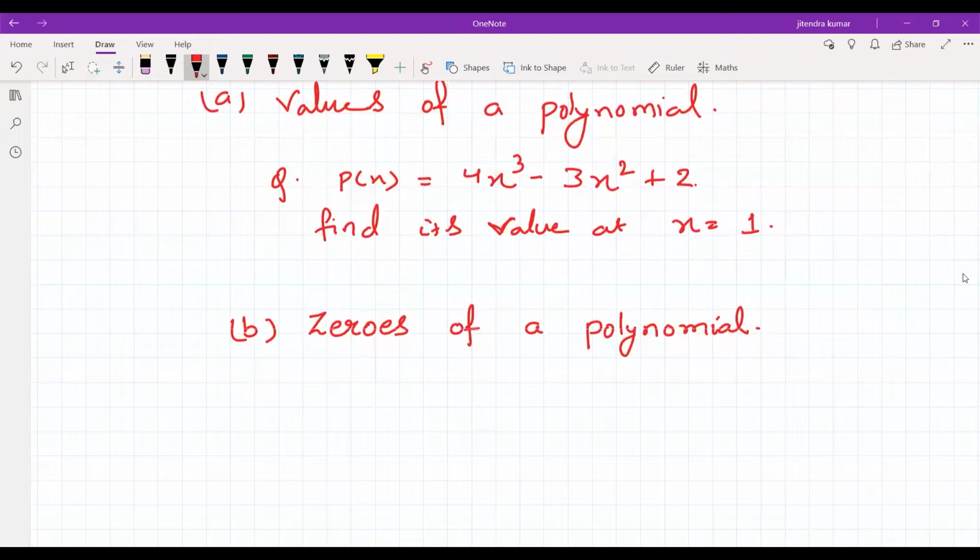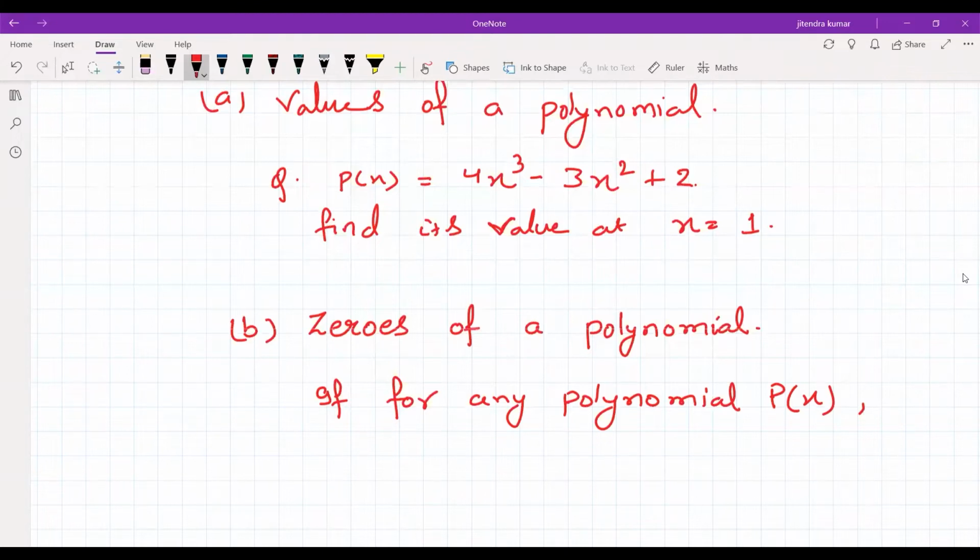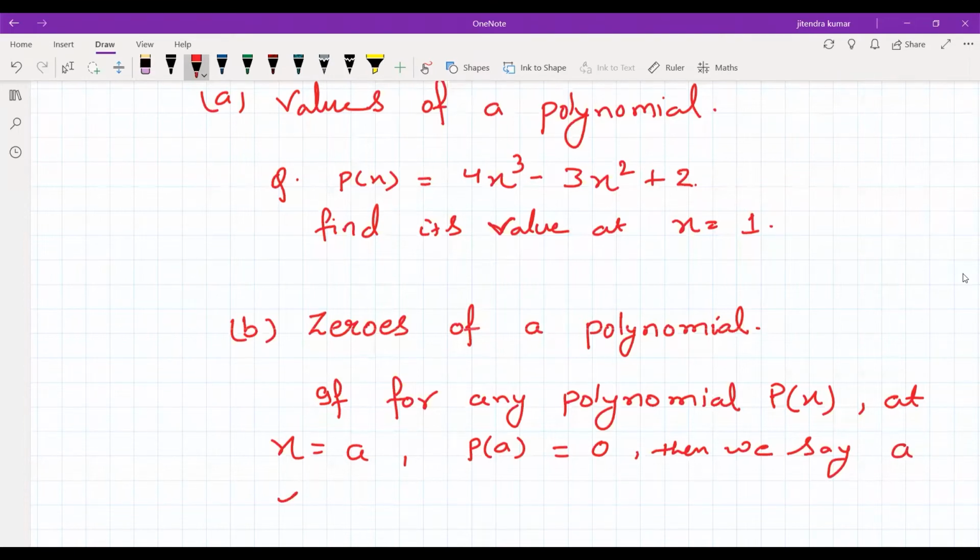Okay, so I'm just writing a kind of definition here, that if for any polynomial p(x) at x equal to a, p(a) is equal to 0, then we say a is a zero of polynomial p(x).